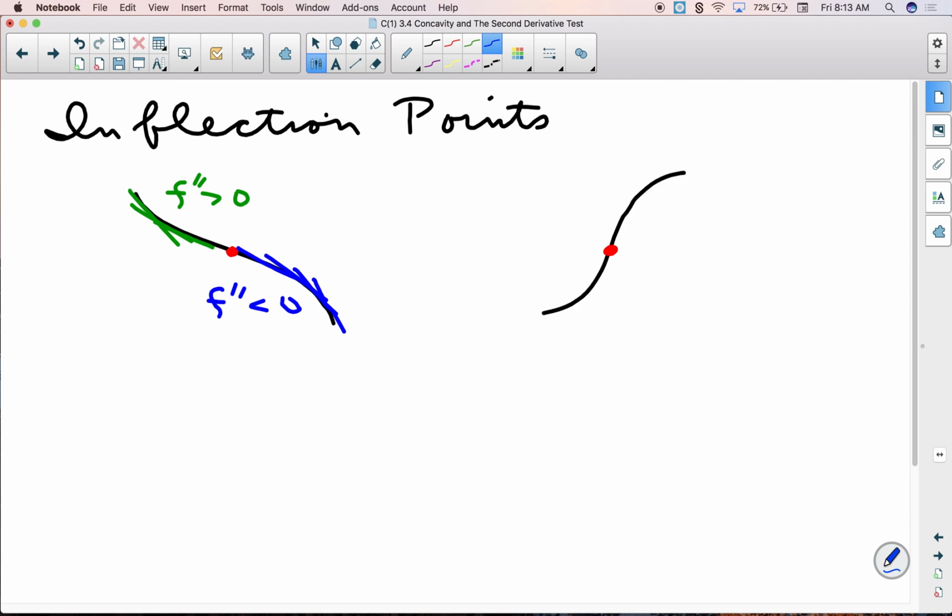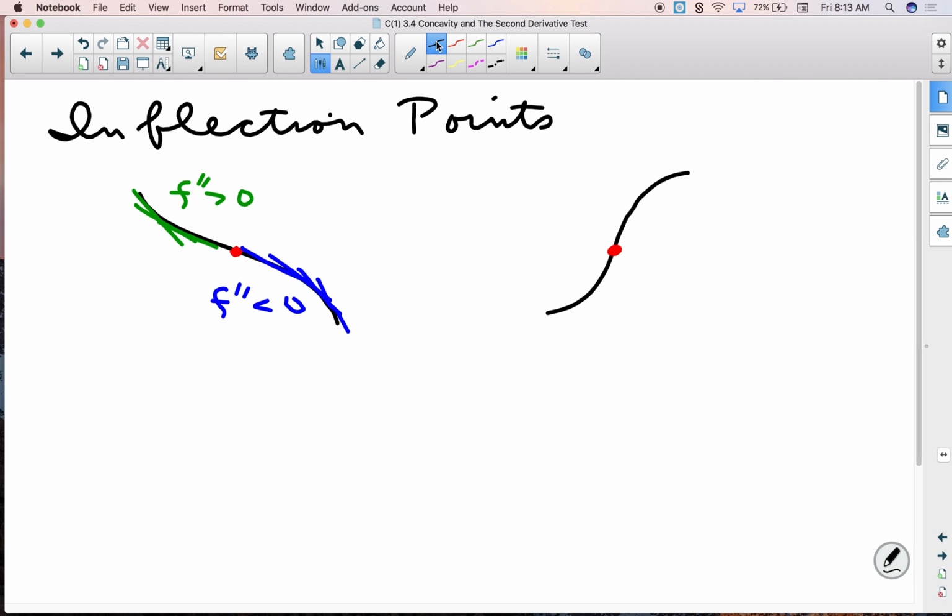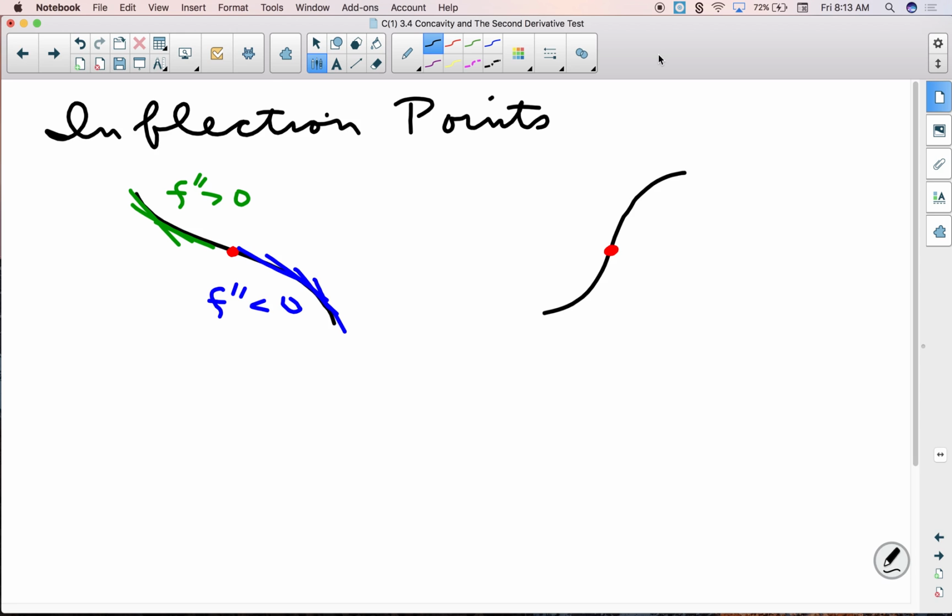Same thing over here. I'll just use black here. First derivatives increasing, right? All of a sudden now, the first derivative is decreasing, okay? So here we're going from f double prime being positive to f double prime being negative. Okay, so an inflection point is a point where the concavity changes. Analytically, that means it's a point where the second derivative changes signs, okay? So red dot, inflection point, yes, all right.